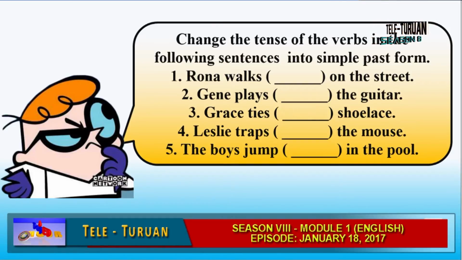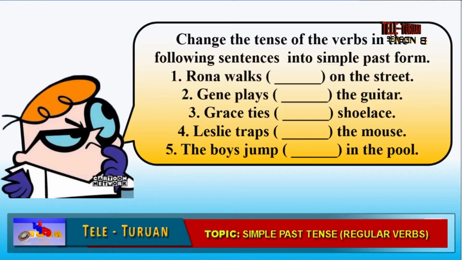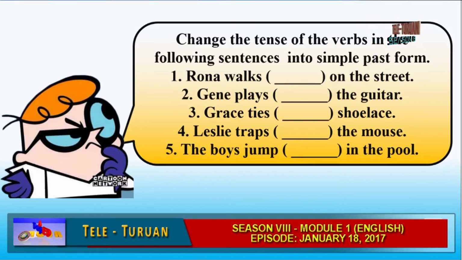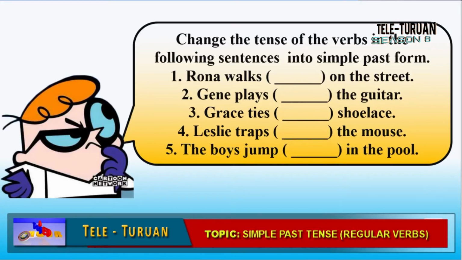Number 4, Leslie traps the mouse. Okay, very good. You can still remember the rule of consonant, vowel, and consonant. So all we need to do is to double the last consonant, then add ed. So our sentence would be, Leslie trapped the mouse.